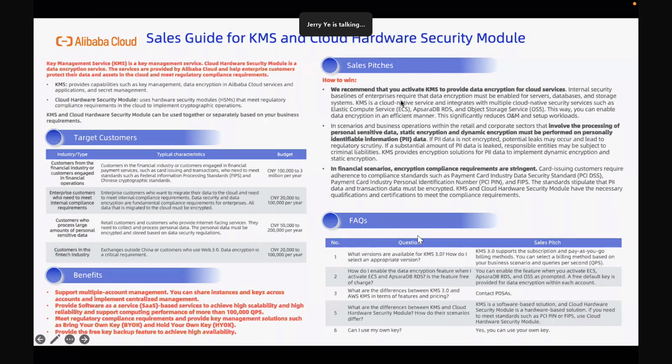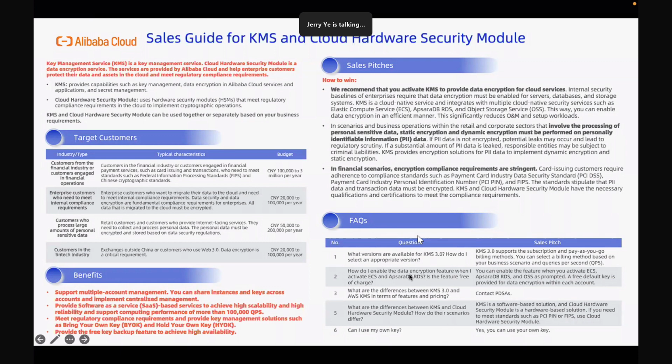Okay, then we can skip this part. The final one is the FAQs. What versions are available for KMS 3.0? How do I select a version? KMS 3.0 currently can support the subscription and pay-as-you-go billing methods. So if the customer says, I just need several keys and my budget is quite limited, then you propose pay-as-you-go mode. But if the customer says, okay, I need a large number of keys and I have high requirements on the computing performance, then you propose the subscription mode to them.